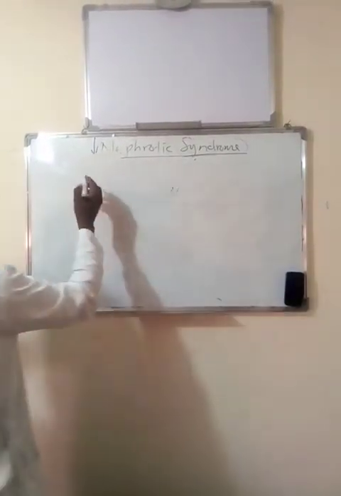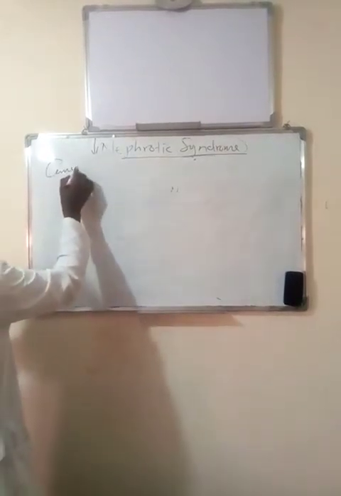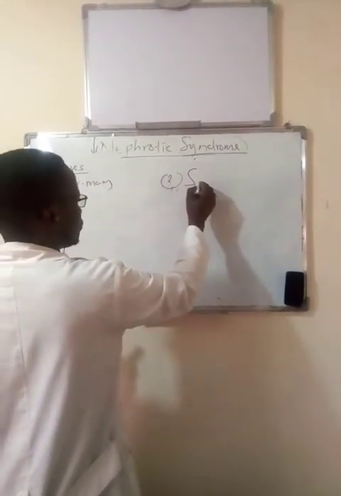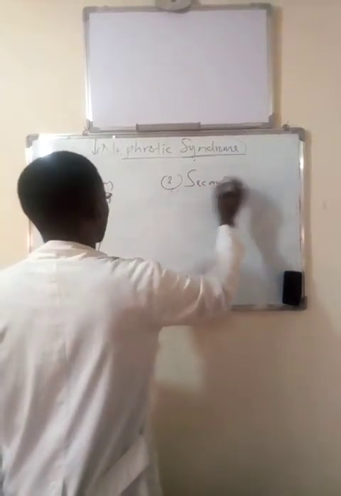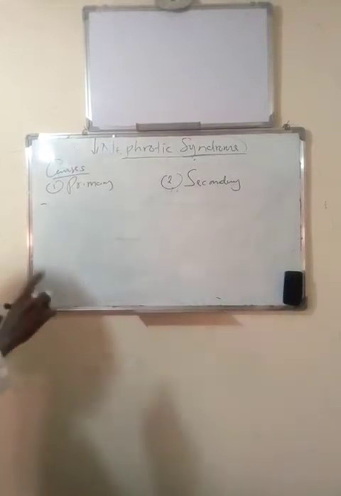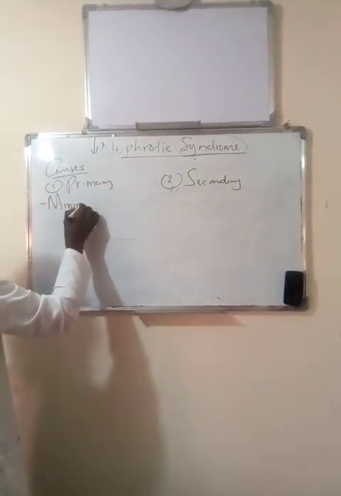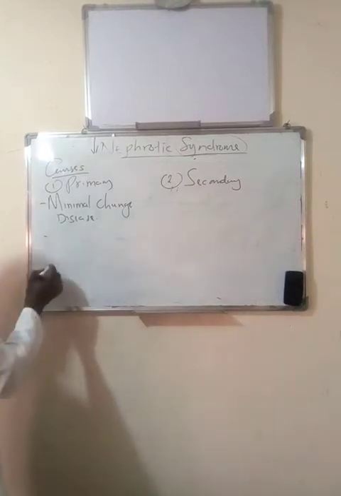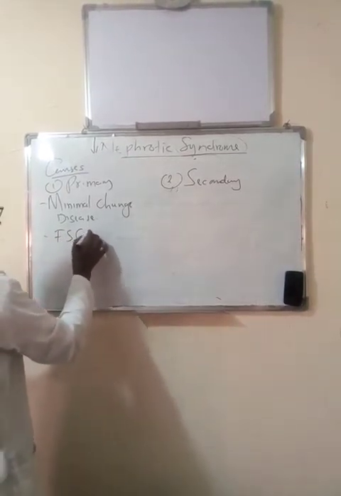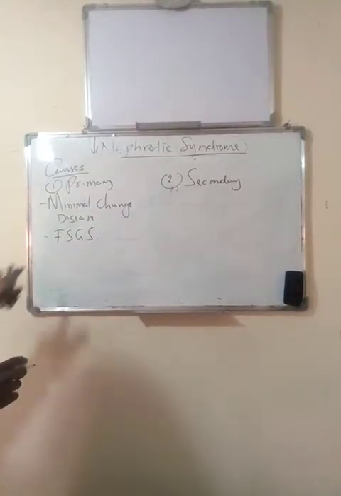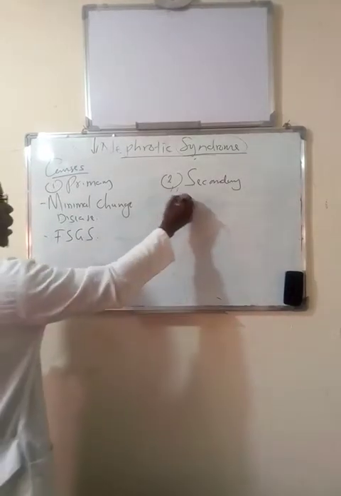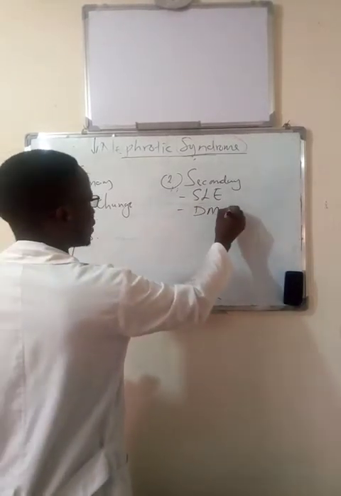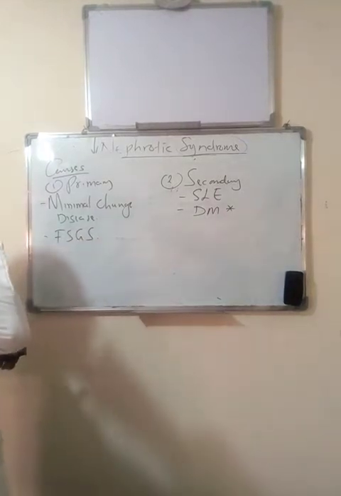So the causes that can lead to this, we can have primary causes and secondary causes. Under primary, the most common, especially in children, is what is called minimal change disease. Then we can also have focal segmental glomerulosclerosis. Under secondary, we can have systemic lupus erythematosus. We can also have DM, and this is actually the most common cause. That is diabetic nephropathy.